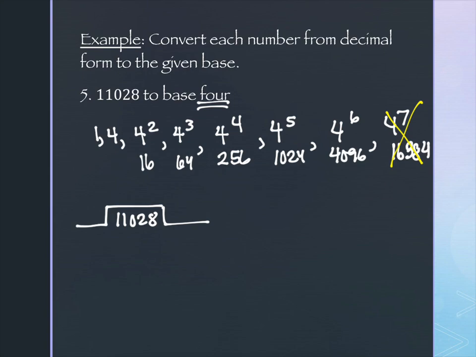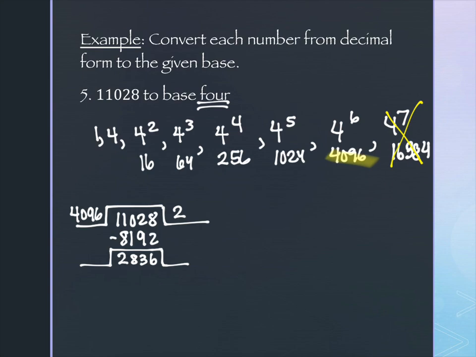So the biggest power of 4 that goes into 11,028 is 4,096. So we have 4,096, and we divide it looking for the whole number of times that 4,096 will go into 11,028. It is 2. What is 2 times 4,096? 8,192. Okay. What did you get with your subtraction then, Samuel? 2,836. Okay.